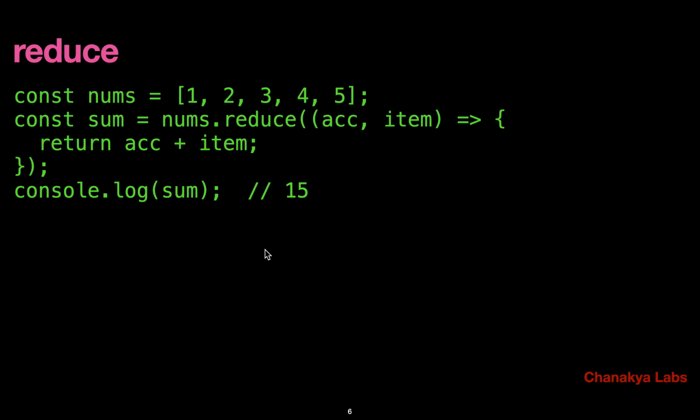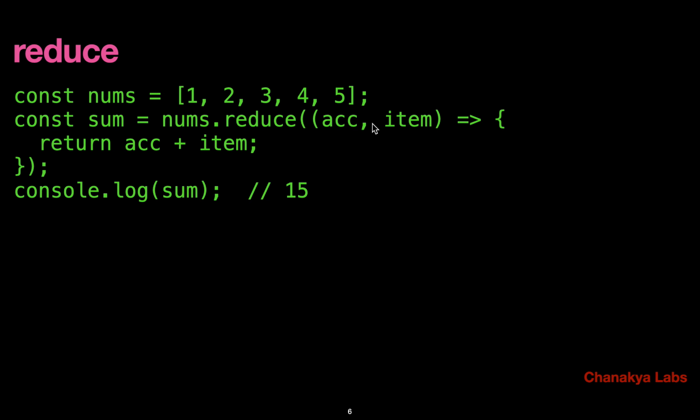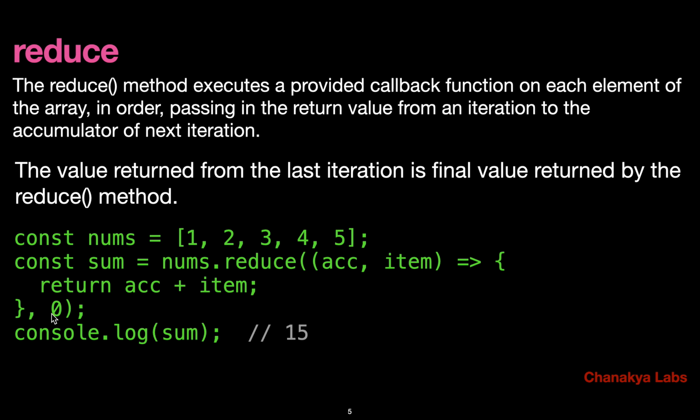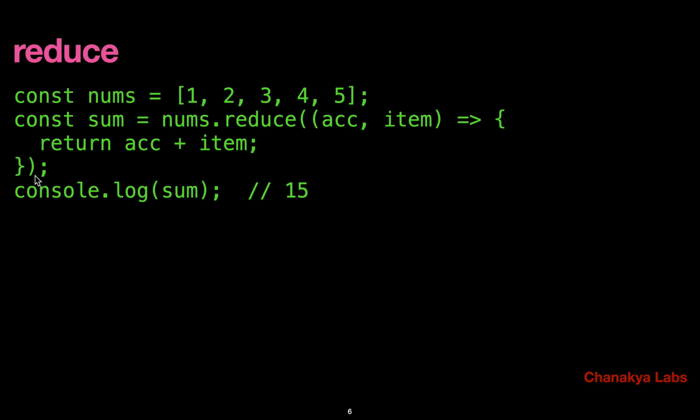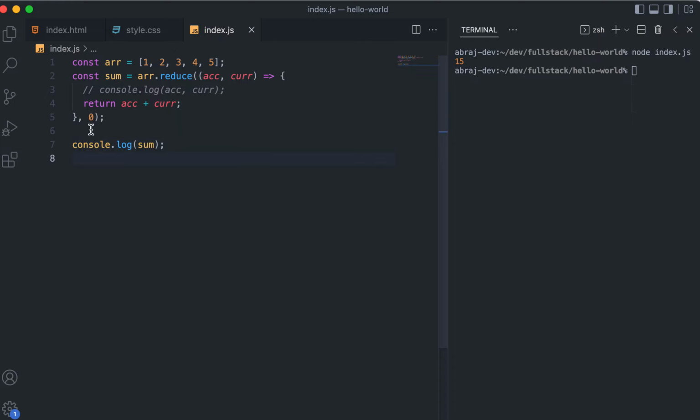Next, let's see something like this. Let's say 1, 2, 3, 4, 5 is there, and we are trying to reduce it. But here you see we are providing this comma 0, right? What happens when you don't provide this comma 0 here? Let's go back to the long form to better explain it. So what happens when I don't pass this comma 0? Let's see what the answer is.